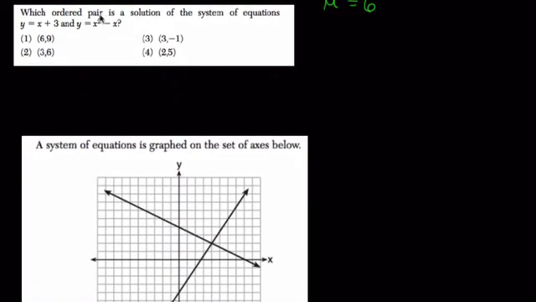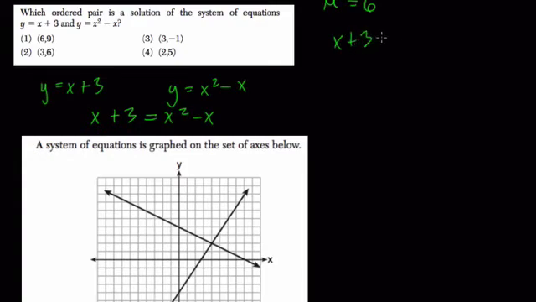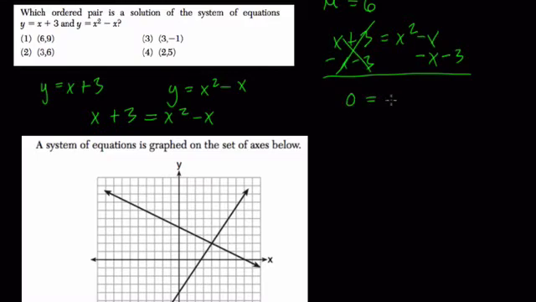Which ordered pair is a solution to the system y equals x plus 3, and y equals x squared minus x? Well, at some point, if they have a common solution, they'll be equal to each other. So x plus 3 will equal x squared minus x. And we can solve that here. This is probably the quickest way to do it. What you would do is subtract x, subtract 3, and bring that all to one side. In these problems, a pretty common trend is to bring everything to one side. This is 0 equals x squared minus 2x minus 3.